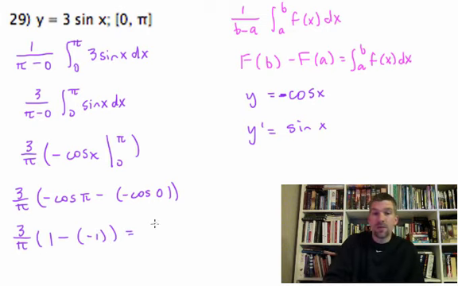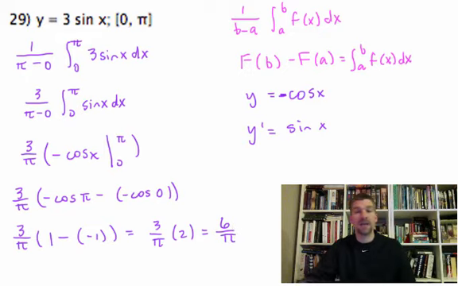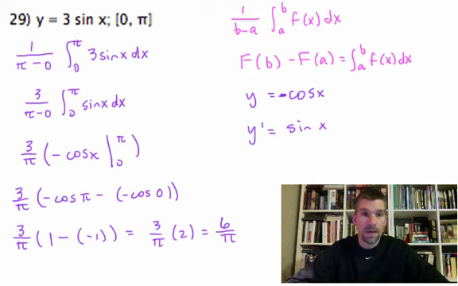So this is actually going to be 3 over pi times 2, which is 6 over pi. And that's the average value for this integral from 0 to pi of 3 sine x dx.